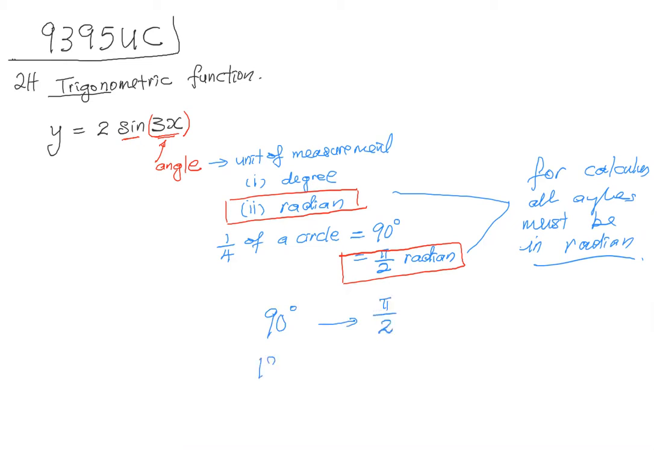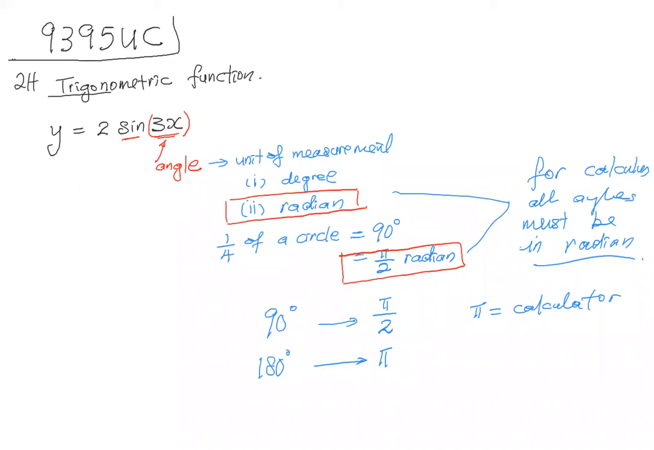Then 180 degrees? Pi. So the value of pi, you can get it from your calculator. We are not going to talk about 3.142 or 22/7. We are going to say you get it from the calculator. Do you know where to get the pi from the calculator? Okay. So understand now? So this is called a trigo function.